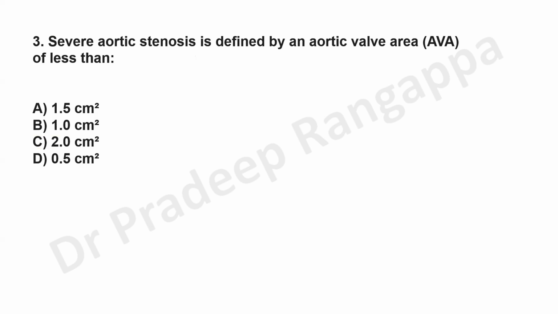Okay, now the question goes to my other trainee, Dr. Megha, who is a DrNB trainee. Severe aortic stenosis is defined by an aortic valve area of less than, oh sorry, I've already given the answer. So it is 1 centimeter. So I'll skip this question. As I said, less than 1 is severe, 1 to 2 is moderate, and more than 2 is normal. Less than 0.5 is critical.